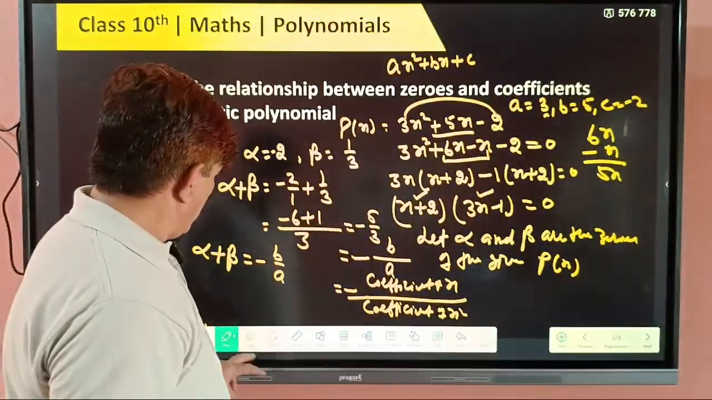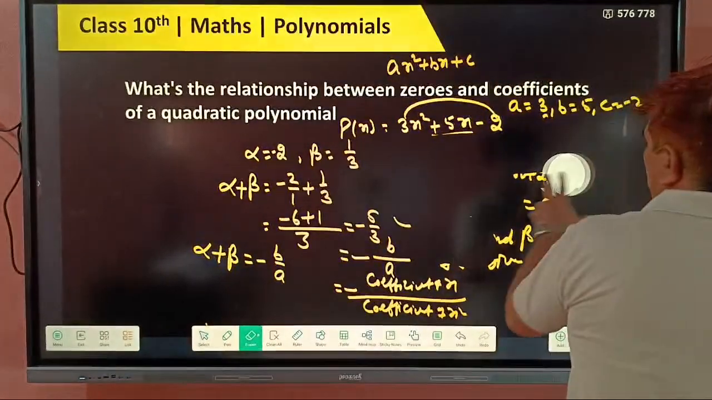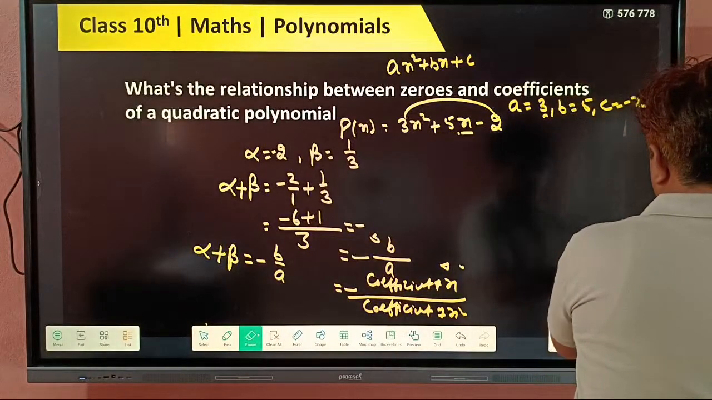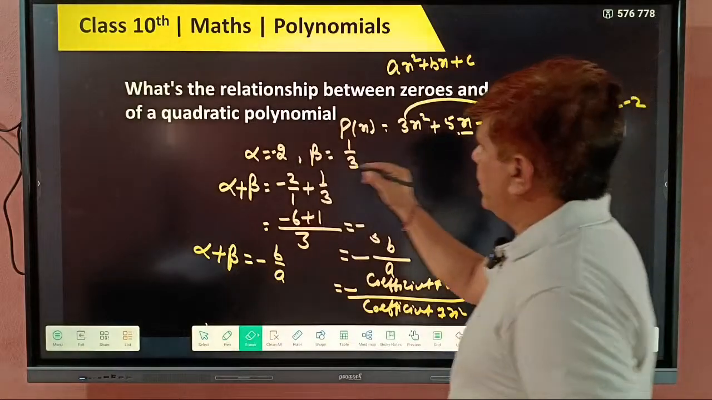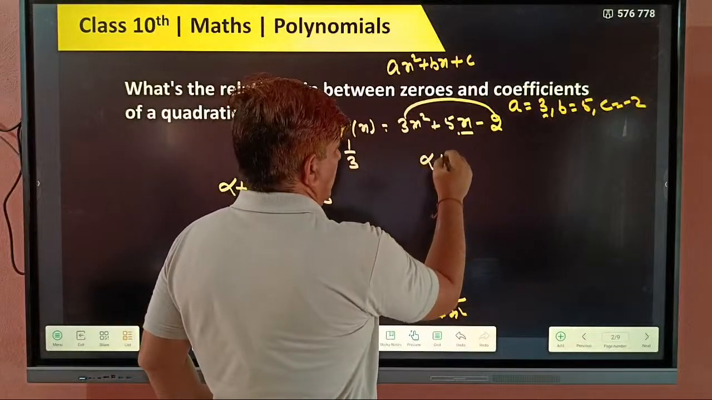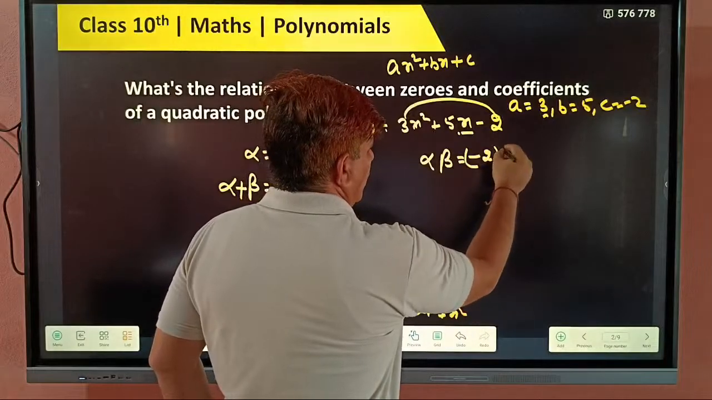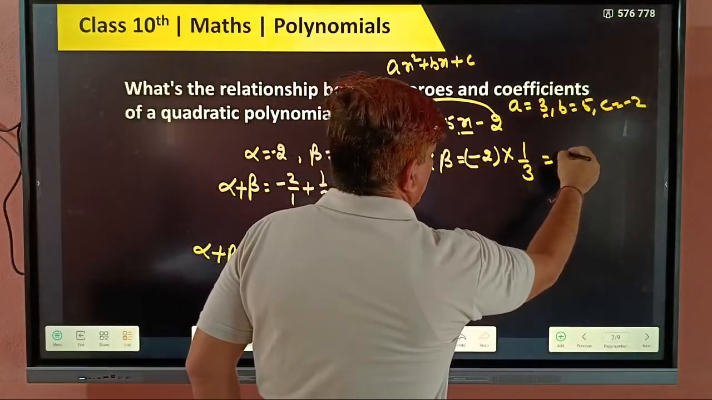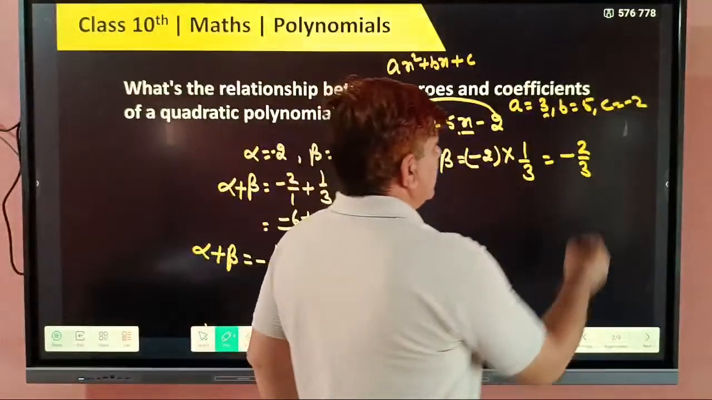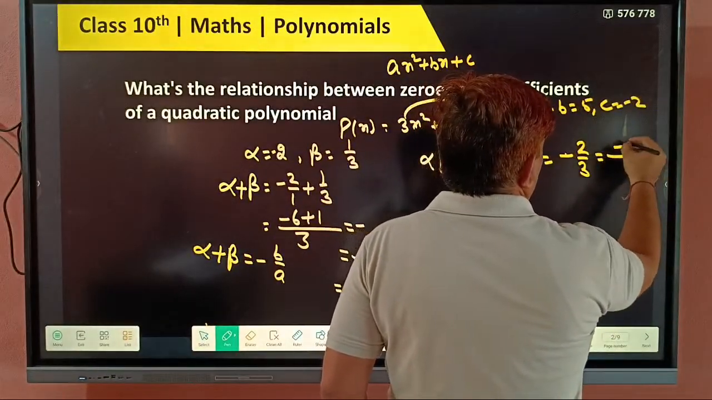Then what's coming? One more relationship. What is that? Look here, what are your alpha and beta? Alpha, beta. What is this? Minus 2 into 1 by 3 is equal to minus 2 by 3. Minus 2 by 3. So this we can write as minus 2 by 3.